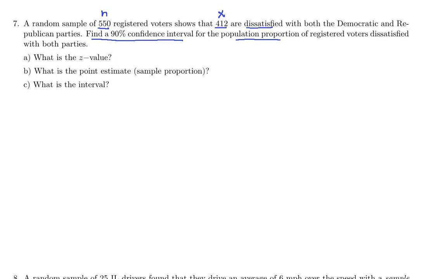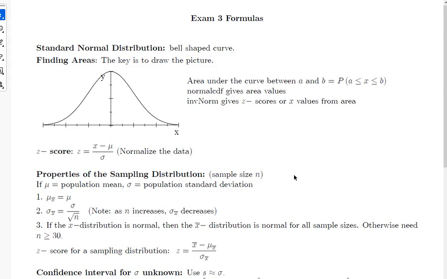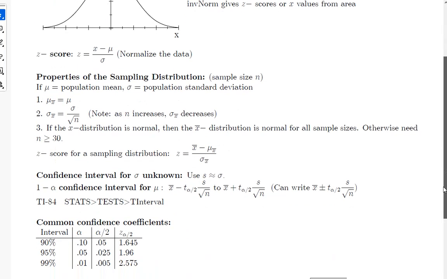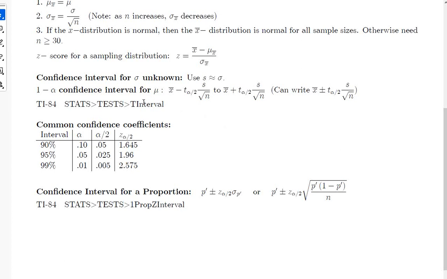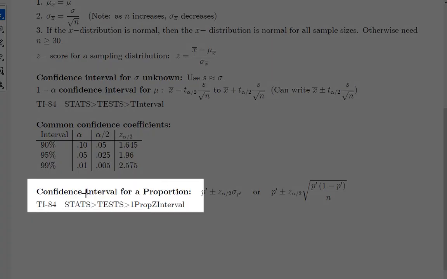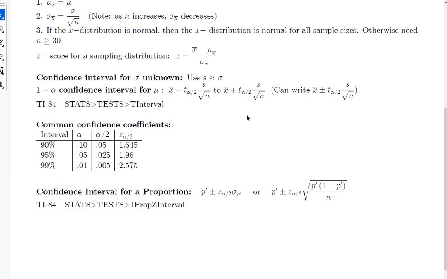Okay, well, let's go to the formula sheet here real quick. So we've got confidence interval for sigma unknown, and then we got confidence interval for proportion. So here we're dealing with proportions. So we want this one. So let's grab that and bring it over. And I'll do this one with both the formula and the calculator.